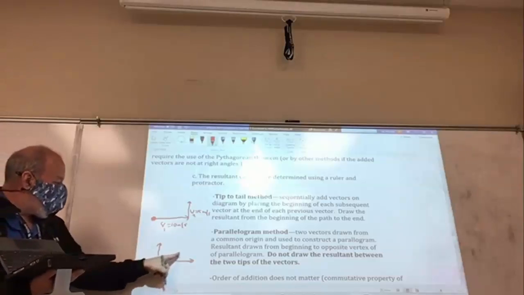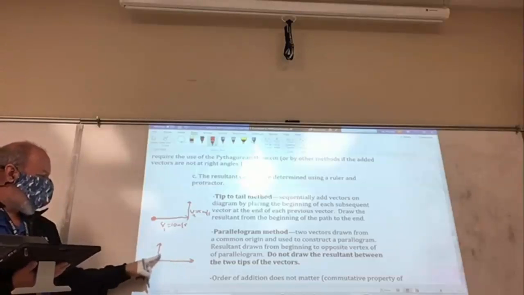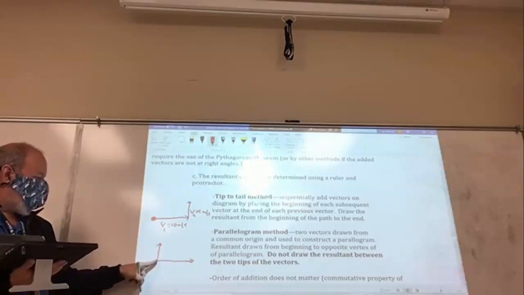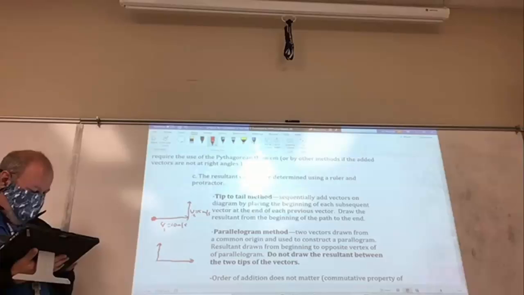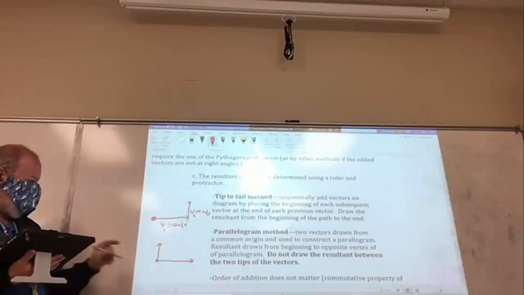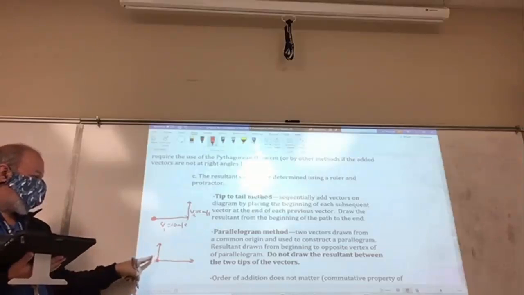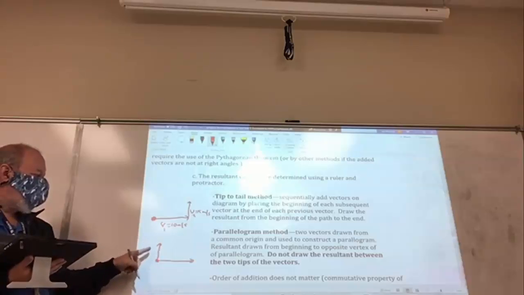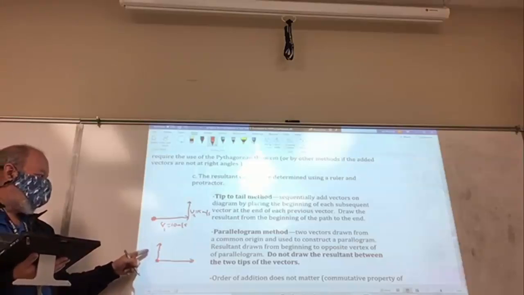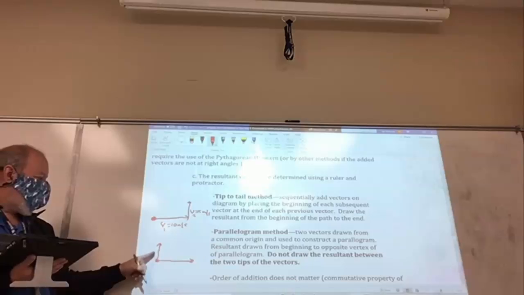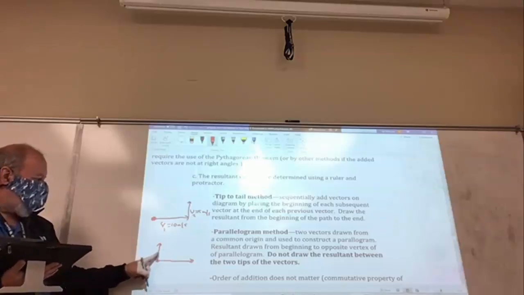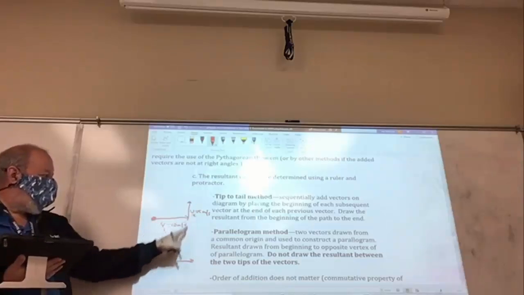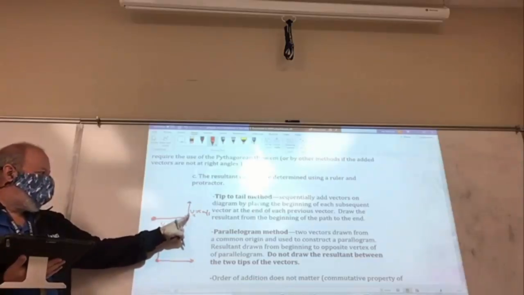But that doesn't show these two vectors being added together, right? That just says both of these vectors are affecting the same object, but it doesn't do much to help us visualize how we can add these two things together. So what I'm doing is moving this vector right here over to the tip. This is the tip-to-tail method.